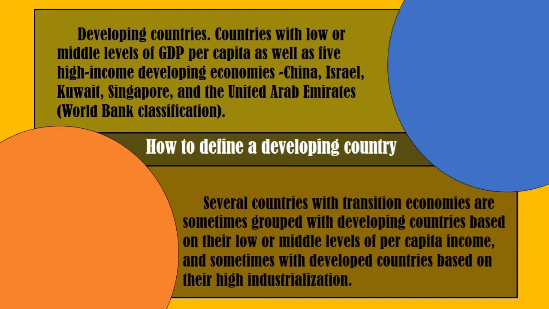Developing countries, as defined earlier, are countries with low or middle levels of gross domestic product per capita, as well as 5 high-income developing economies such as China, Israel, Kuwait, Singapore, and the United Arab Emirates, as classified by the World Bank. There are also several countries with transition economies that are sometimes grouped with developing countries based on their low or middle levels of per capita income, and sometimes with developed countries based on their high industrialization.